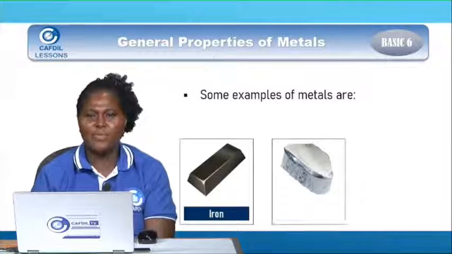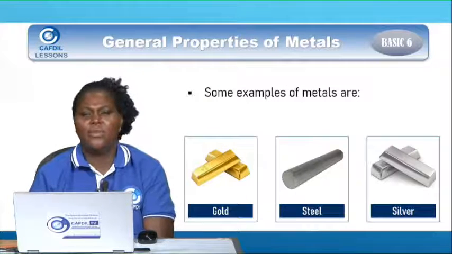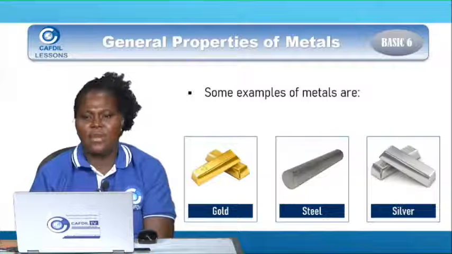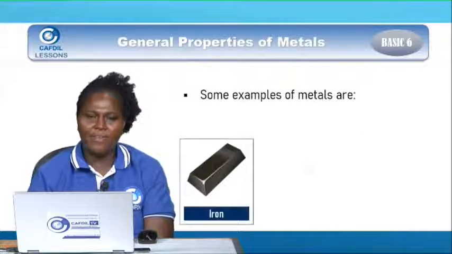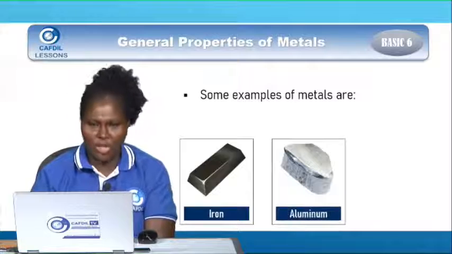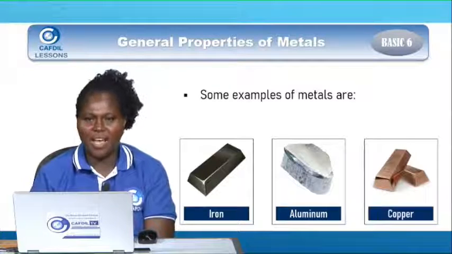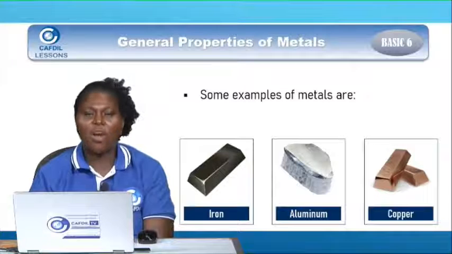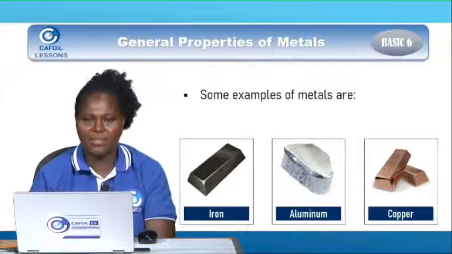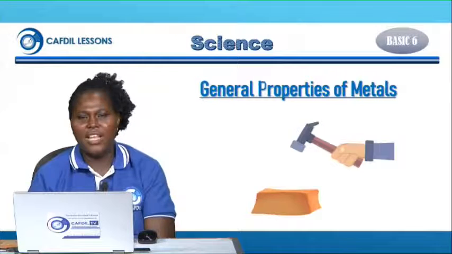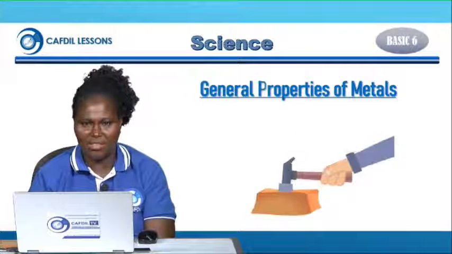Good. Now, let's look at the examples again. We have gold, steel, silver, iron, aluminium, and copper. So these are examples of metals.